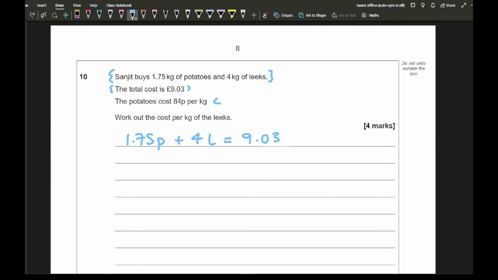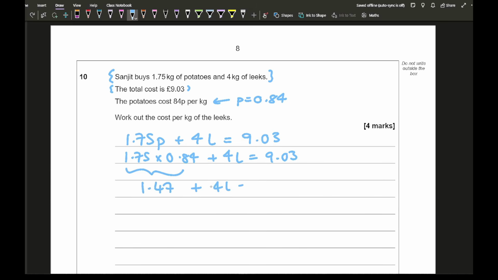Now we know that P equals 0.84. So if I substitute that in, 1.75 multiplied by 0.84 plus 4L equals £9.03. And if I work this out on the calculator, 1.75 multiplied by 0.84 comes up to a cost of £1.47.